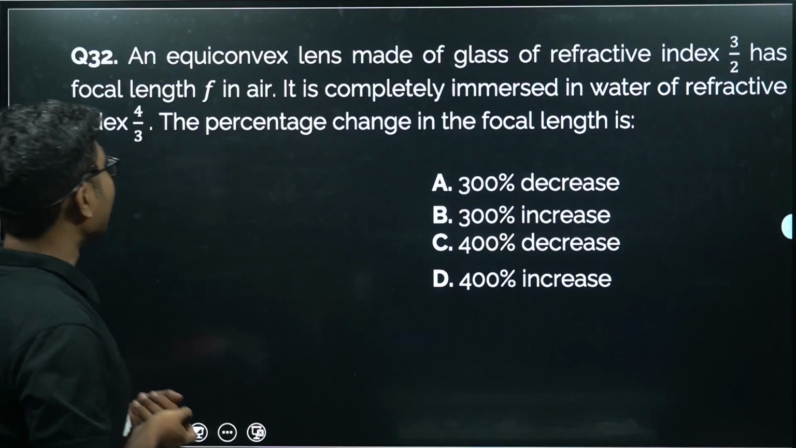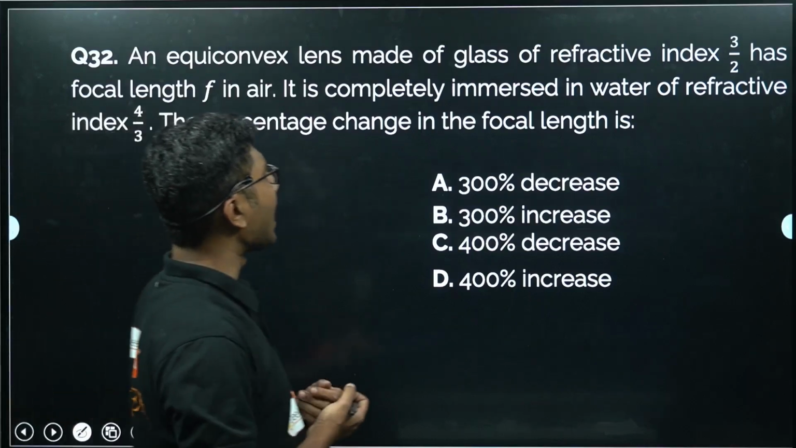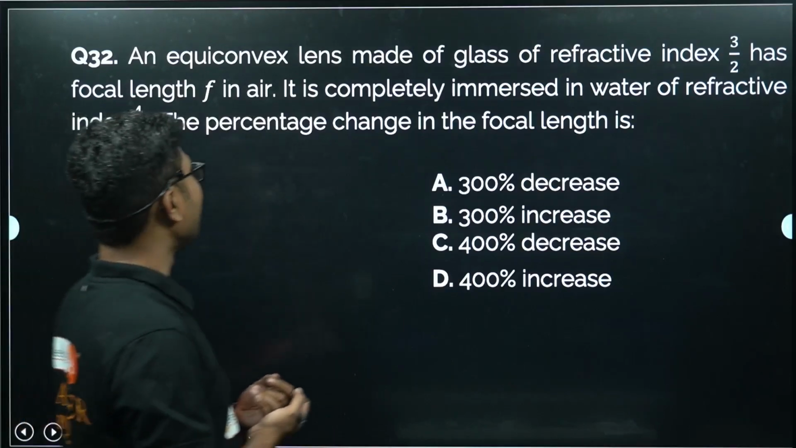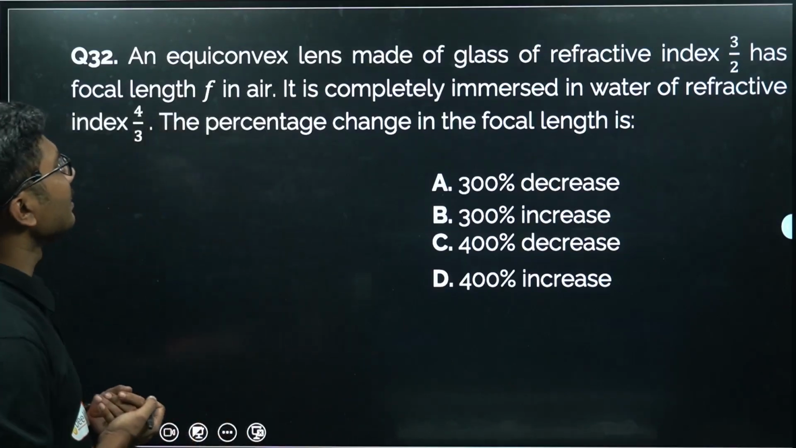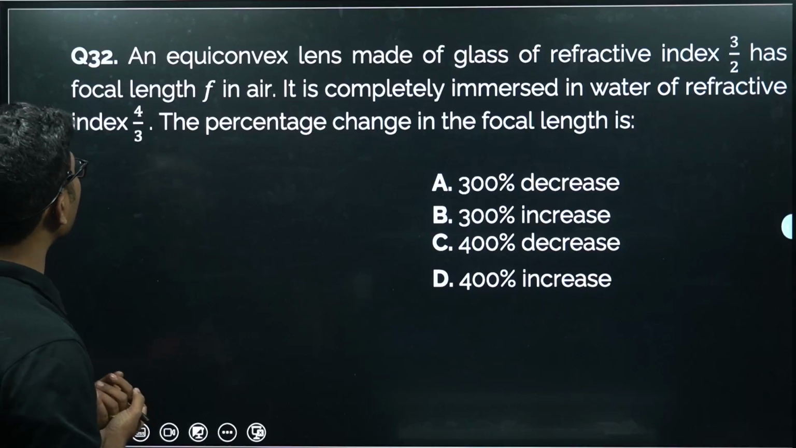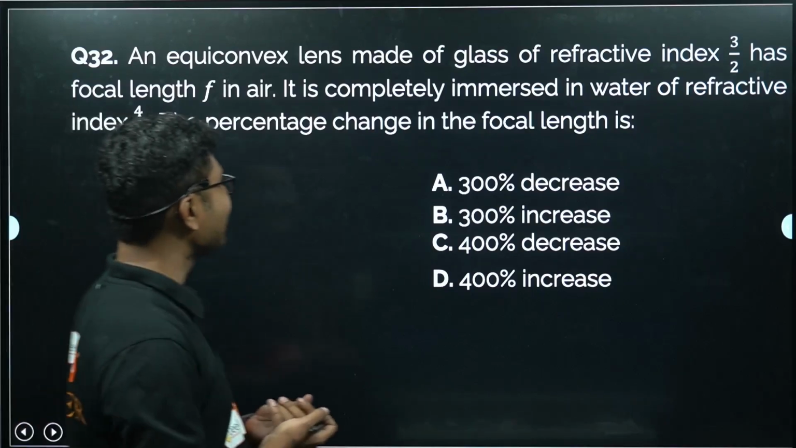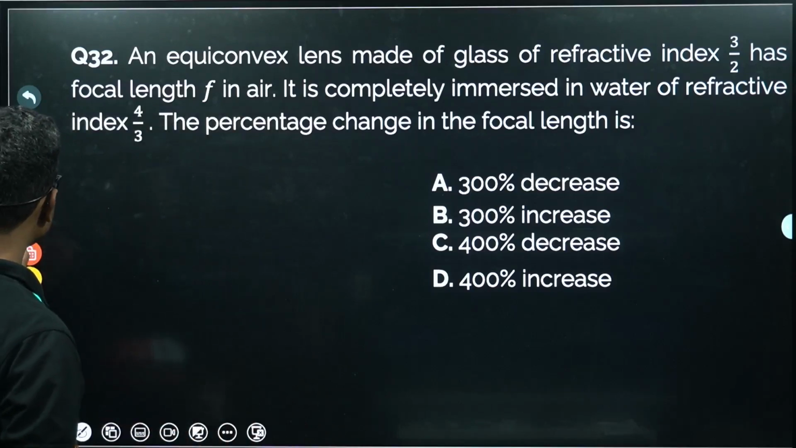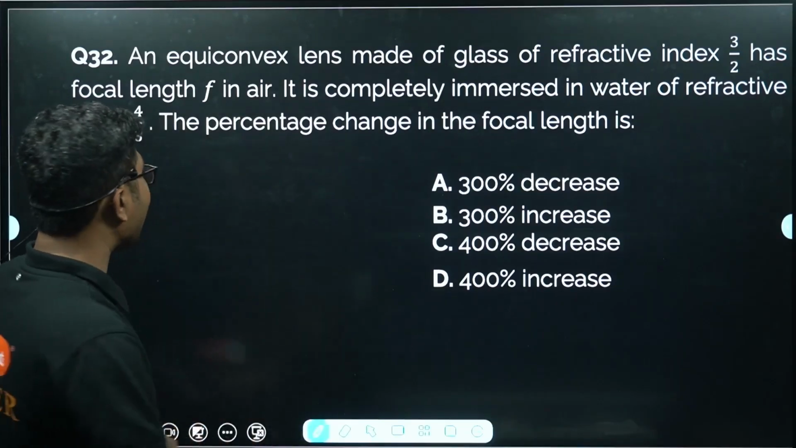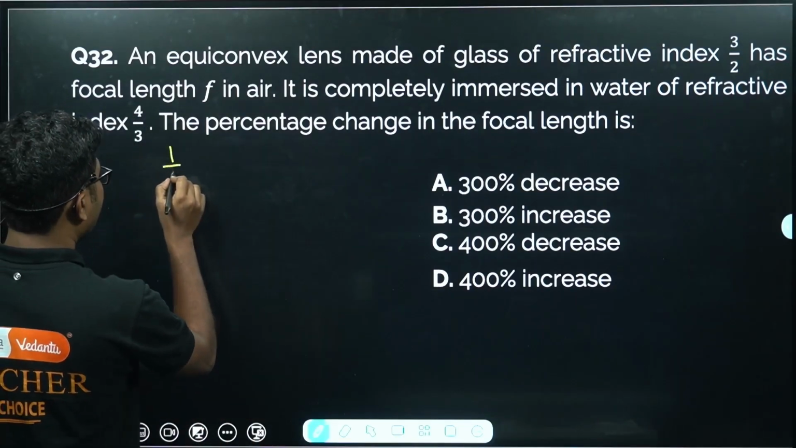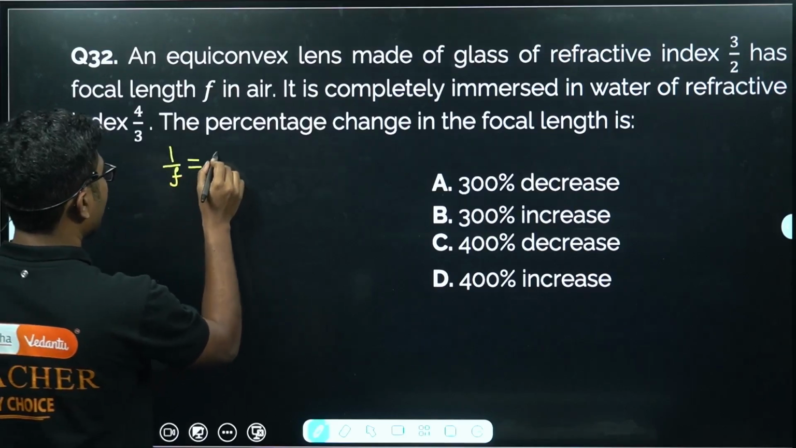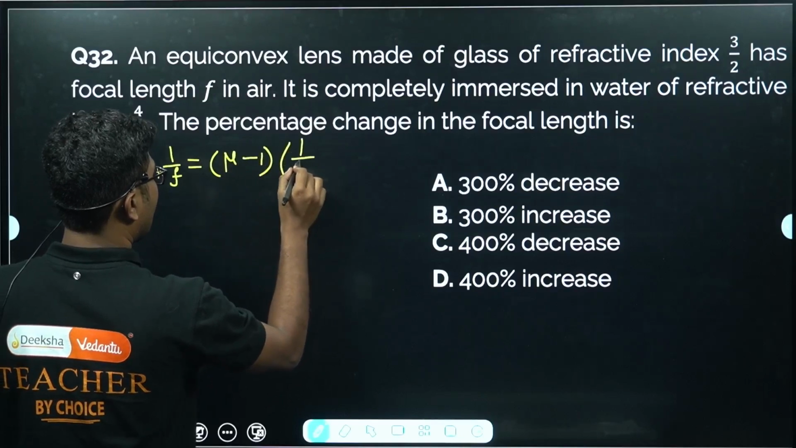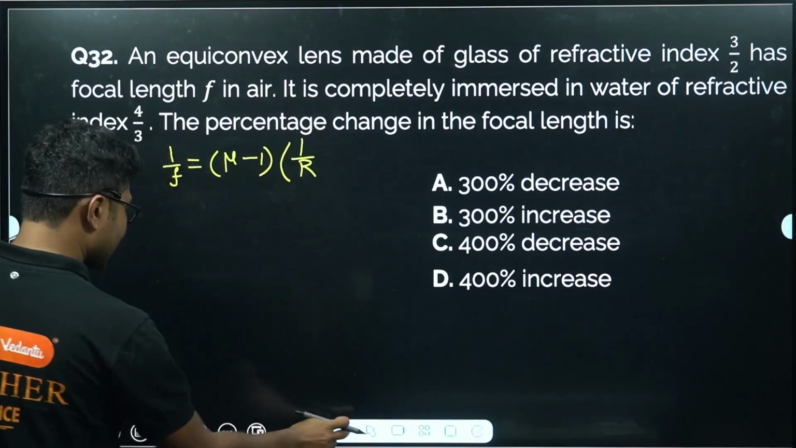Next question. An equiconvex lens made of glass of refractive index 3 by 2 has a focal length f in air. It is completely immersed in water of refractive index 4 by 3. The percentage of change in the focal length is a very important question. Let's solve it together. We know that from lens maker formula 1 by f is equal to mu minus 1 times 1 by r1 plus 1 by r2 for equiconvex lens.